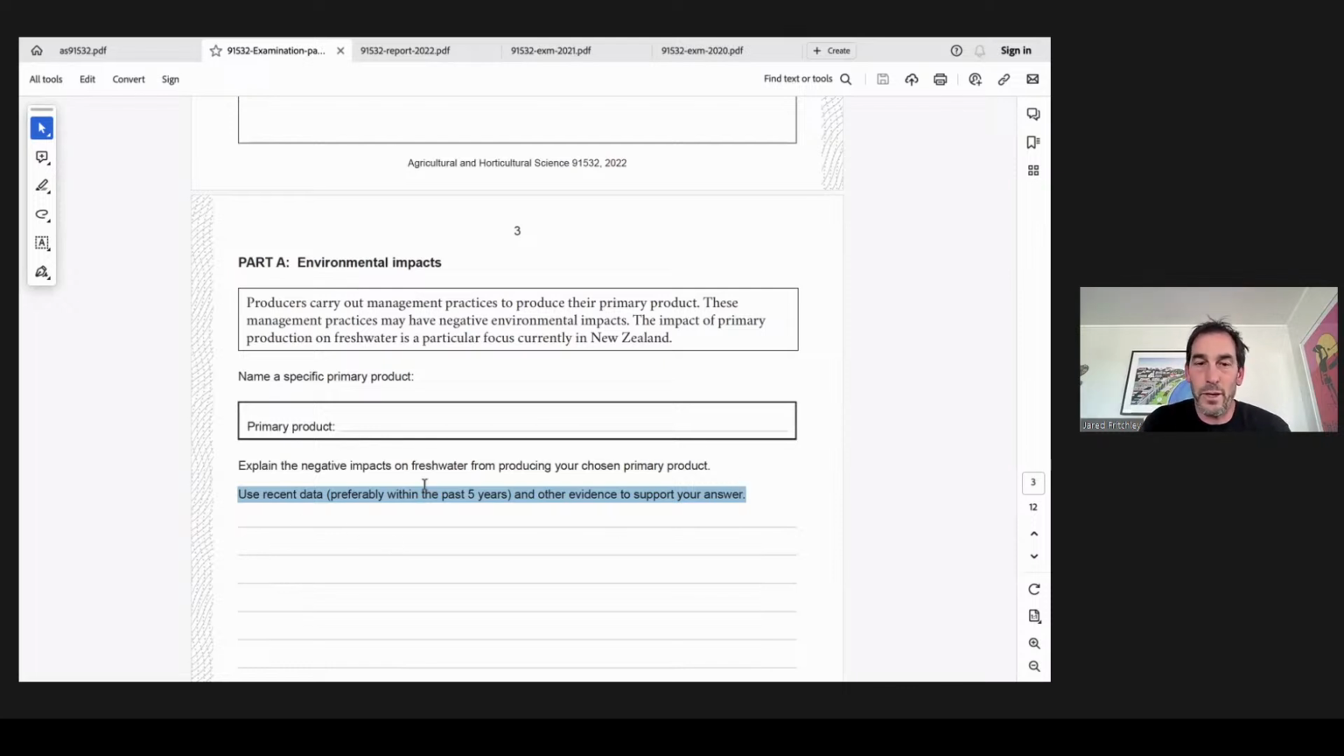And there's plenty of really interesting things you can find out in your rural newspaper, which I've got over there, or you can jump on and look through the internet. It's really easy to find recent data.